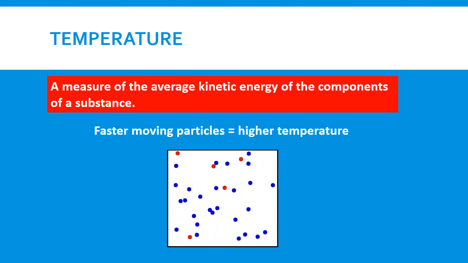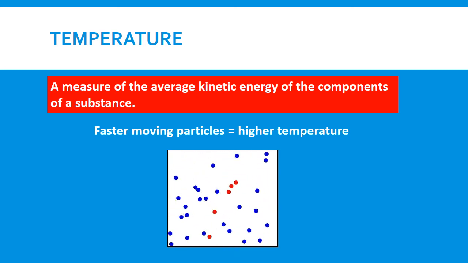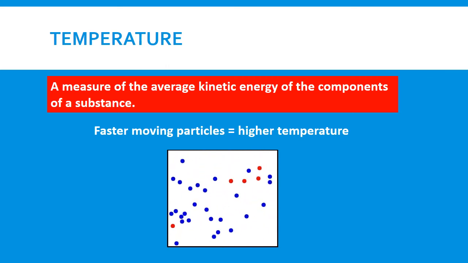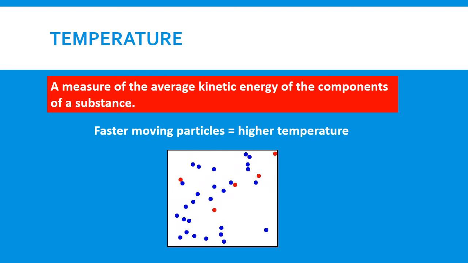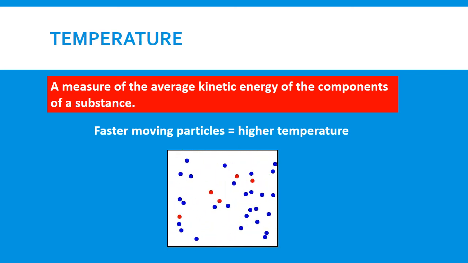Faster moving particles equals a higher temperature. The slower the moving particles, the lower the temperature of the substance will be. So if you think of an object that is hot, that means the particles or the substance that make it up will be moving very fast.